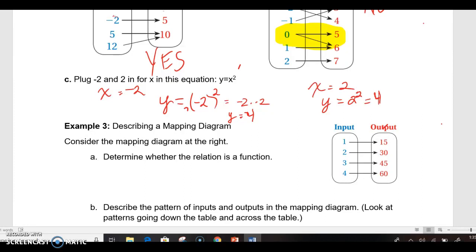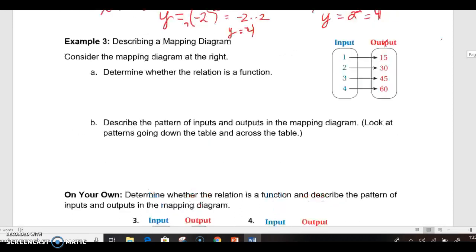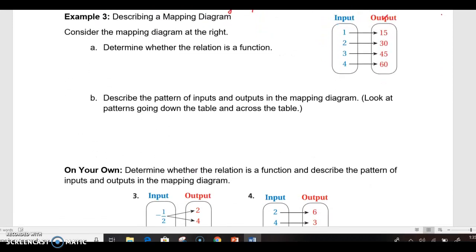All right, in example 3, we are going to describe a mapping diagram. It says, consider the mapping diagram at the right. First, determine whether the relation is a function. And looking at that, again, I'm going back to my definition. Does each input have one output? And I would say yes. Each input has exactly one output.